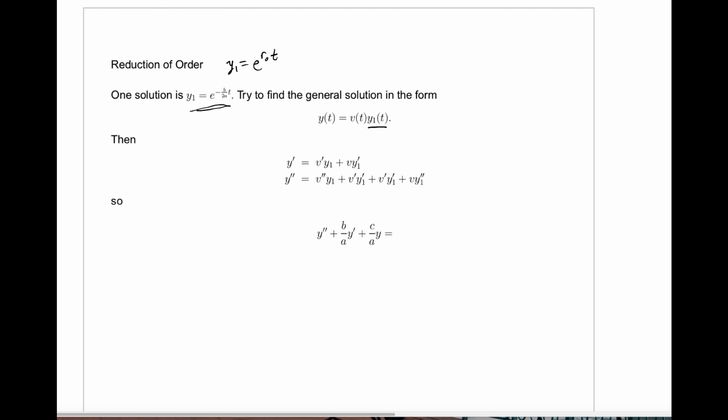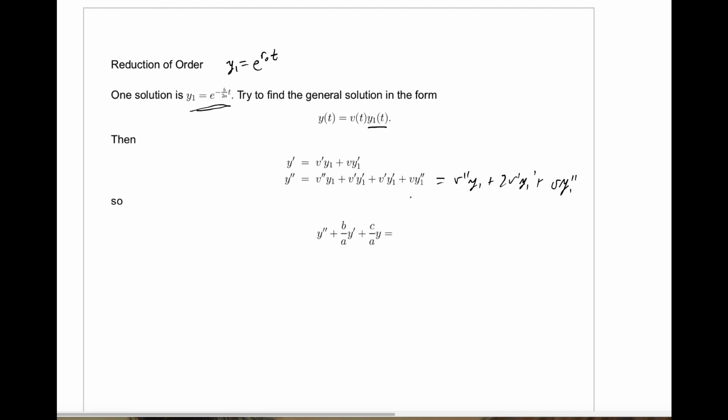If y is v times y1, then we can just differentiate and find y prime is v prime times y1 plus v times y1 prime. That's just using the product rule to differentiate. And then we compute y double prime again by using the product rule twice on y prime, and we get y double prime is v double prime y1 plus v prime y1 prime plus v prime y1 prime again plus v y1 double prime. And of course you can write this as v double prime y1 plus 2v prime y1 prime plus v y1 double prime.